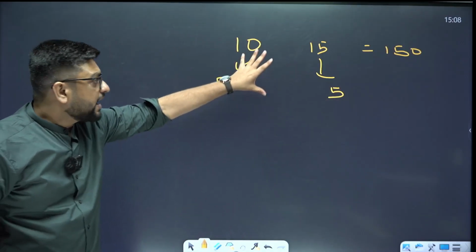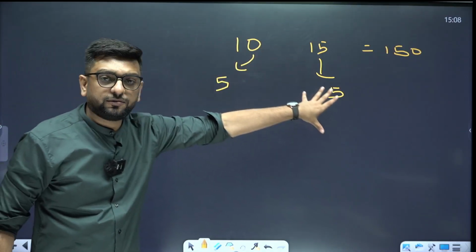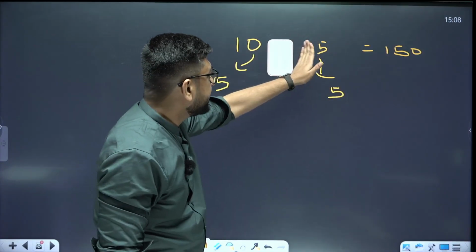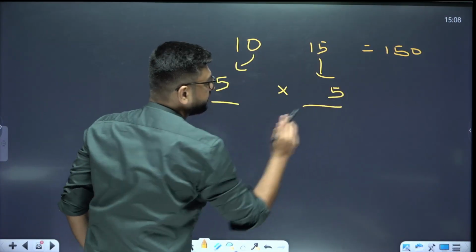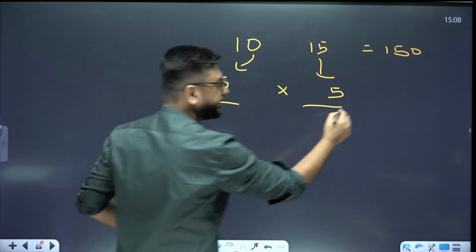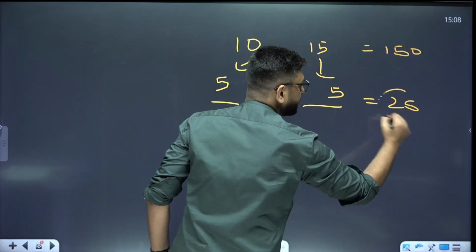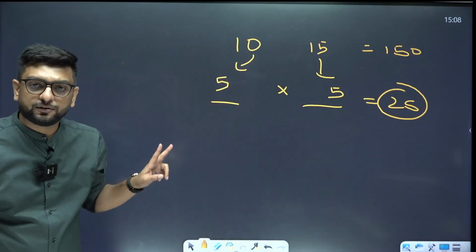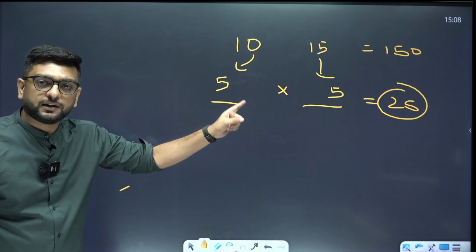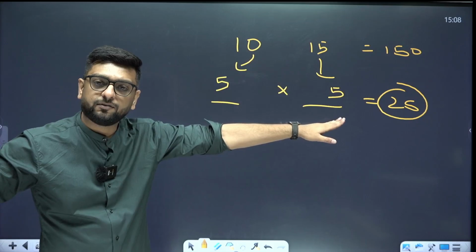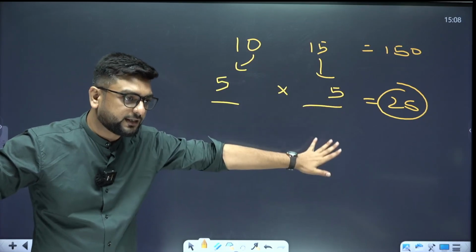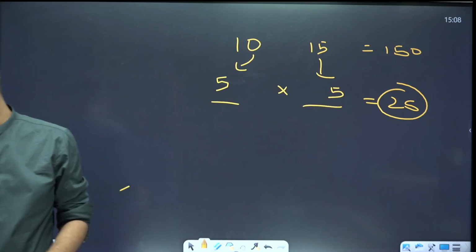That means I have a factor of 5 here and a factor of 5 here. When I am multiplying 10 into 15, what am I doing? I am doing 5 and 5, multiplication of 5 and 5. That is 25. So both the numbers, if they are multiples of 5, then their product is exactly divisible by 25. Is it clear? Any doubt in this?